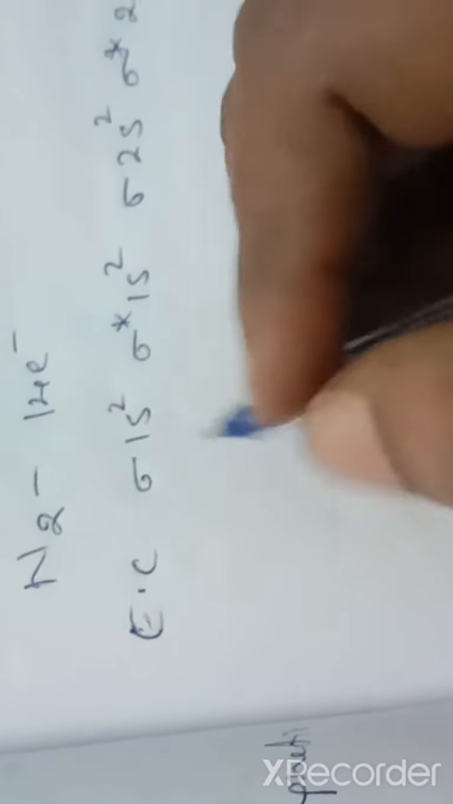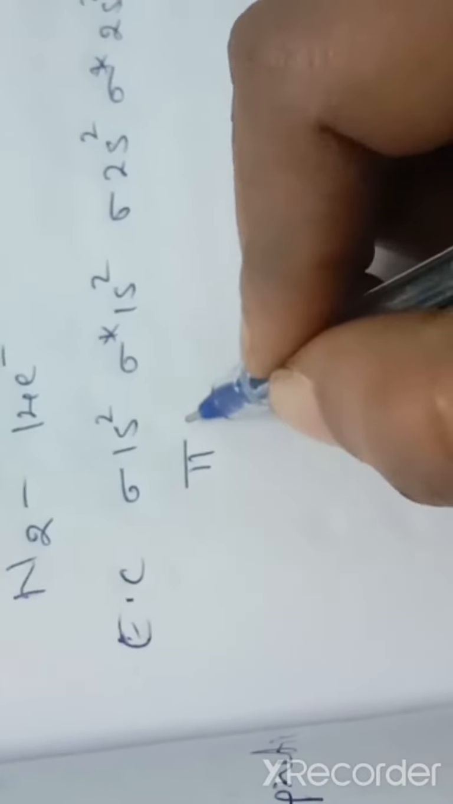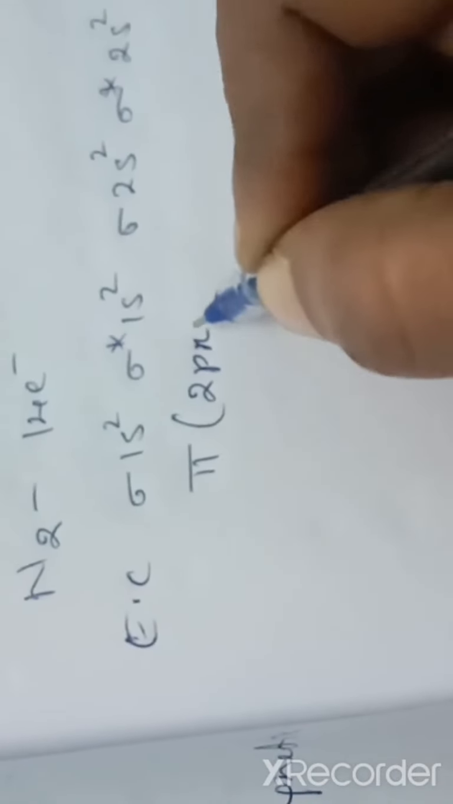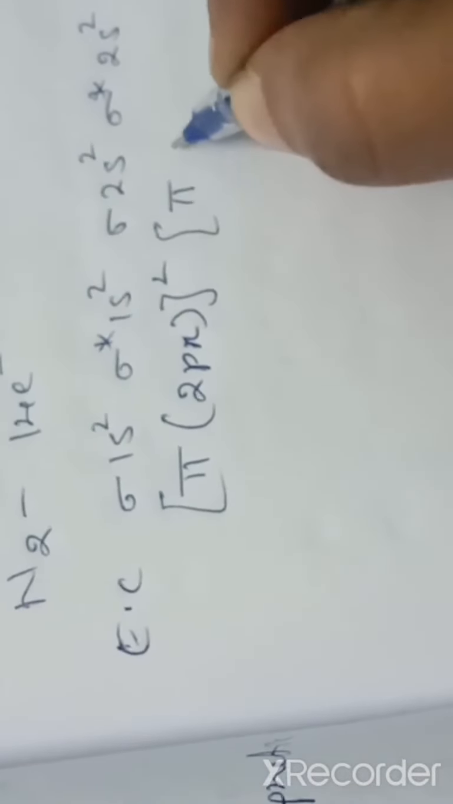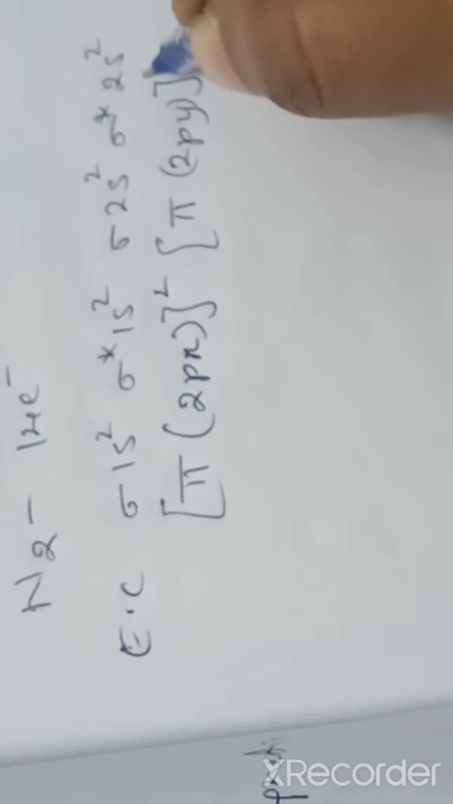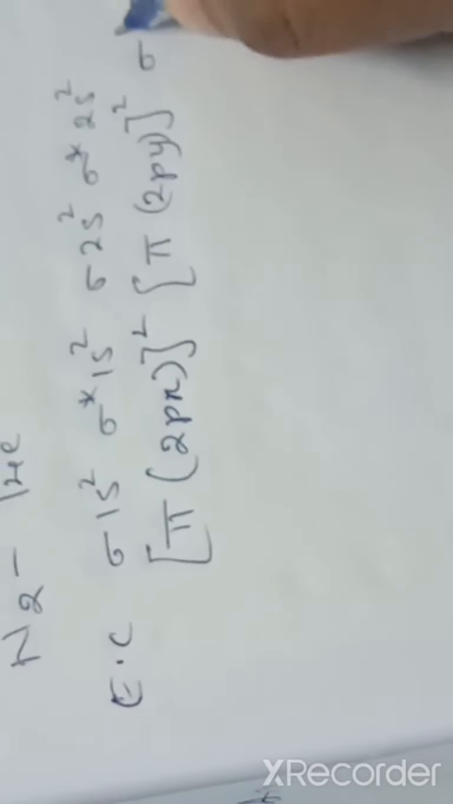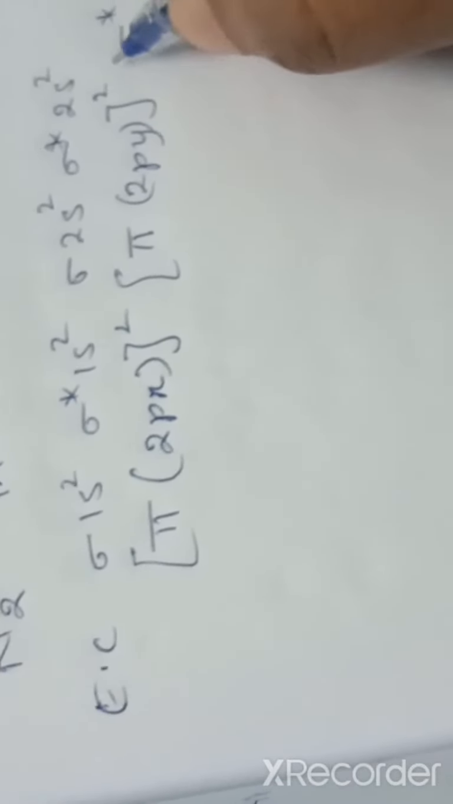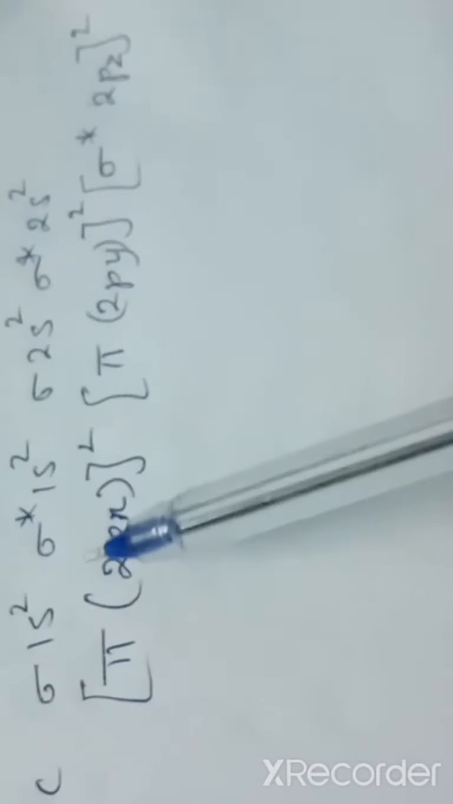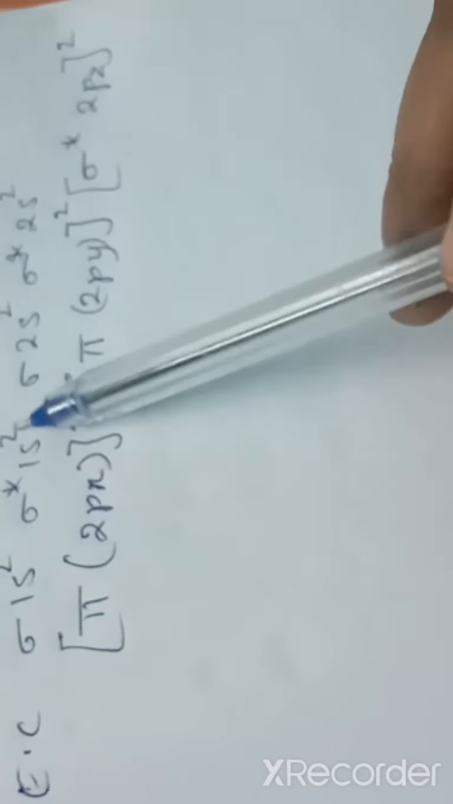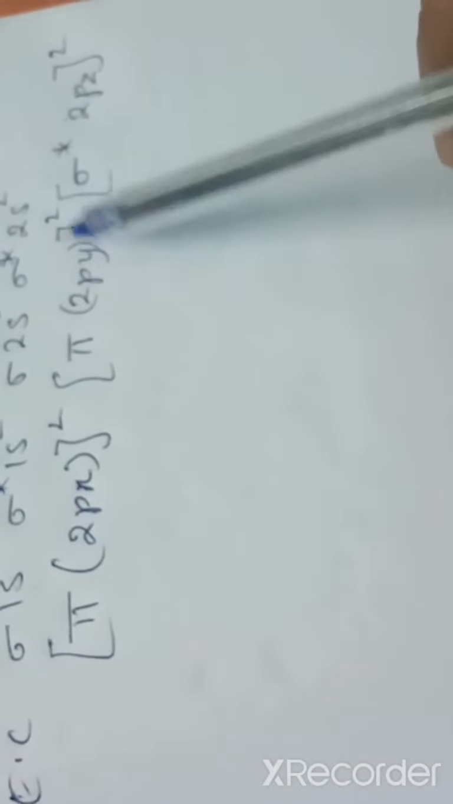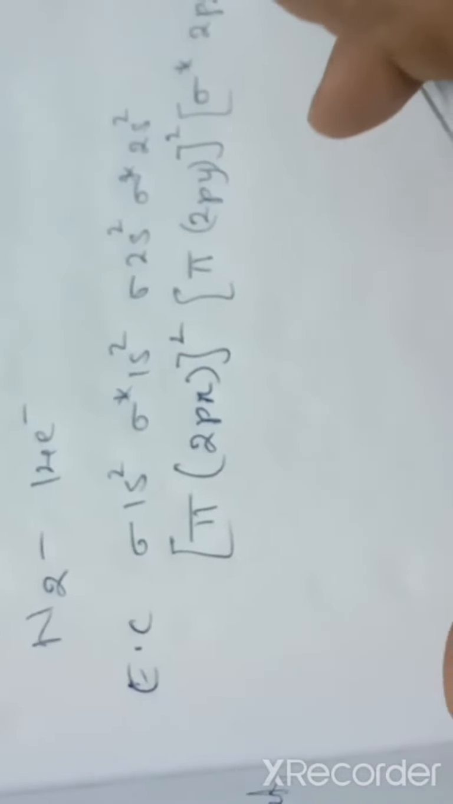Next comes the p orbital: pi 2px 2, and next pi 2py 2. Next comes sigma 2pz 2. This is how you have to arrange the electrons in bonding and anti-bonding molecular orbitals. So here 2, 2, 2, 2, 4 2s are 8, 9, 10, 11, 12, 13, 14. So 14 electrons we have to represent in this type of electronic configuration.